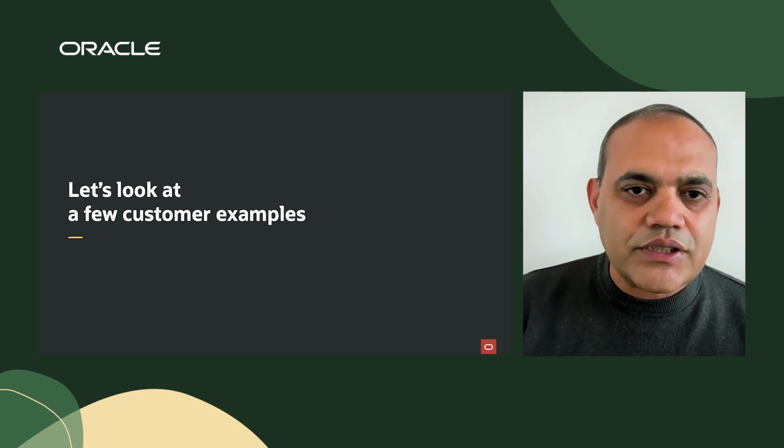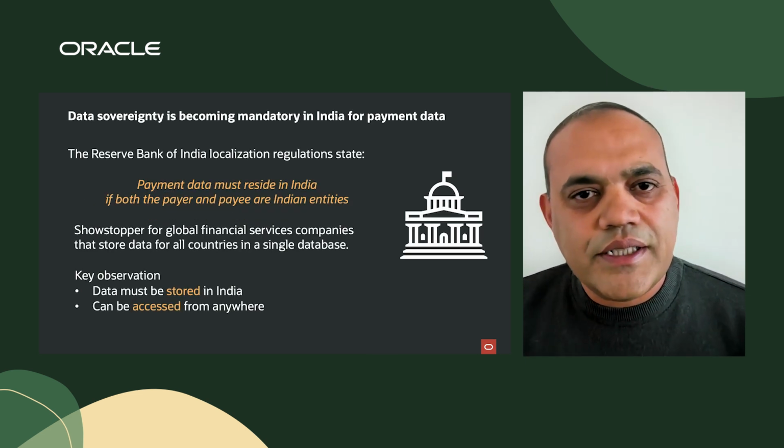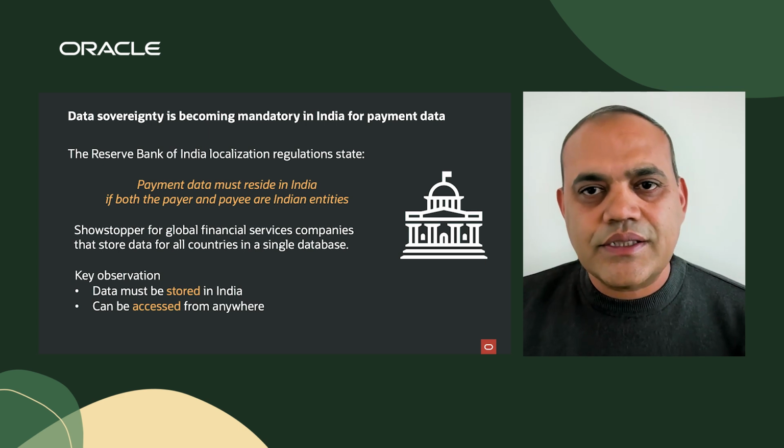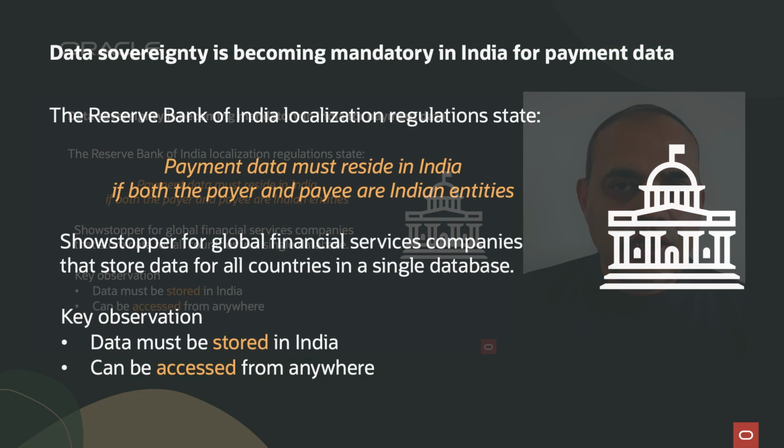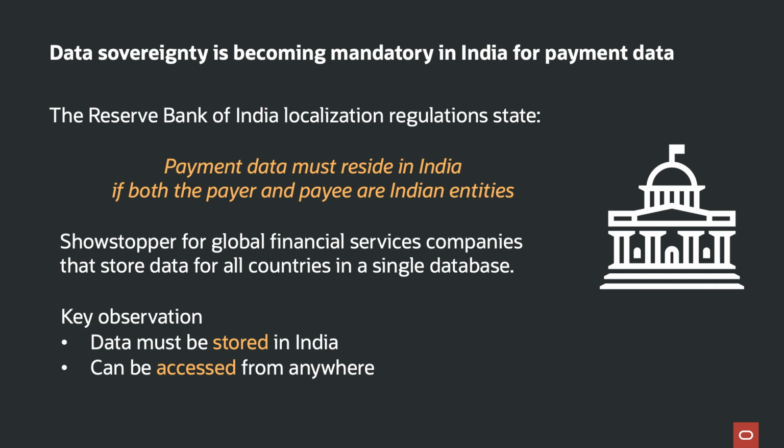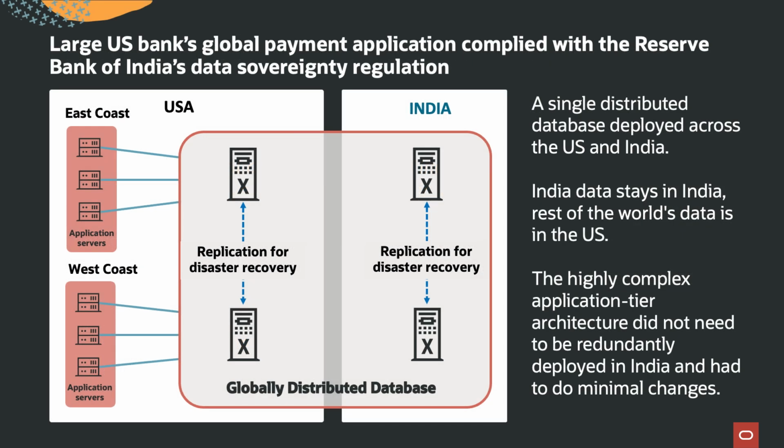Let's take a look at few customer examples. Data sovereignty is becoming mandatory in many countries. Here is an example of Reserve Bank of India's localization regulation, which states that the payment data must reside in India if both payer and payee are Indian entities. This is a showstopper for many global financial services companies that store data for all countries in a single database in a single region. The key observation here is that the data must be stored in India but can be accessed from anywhere.